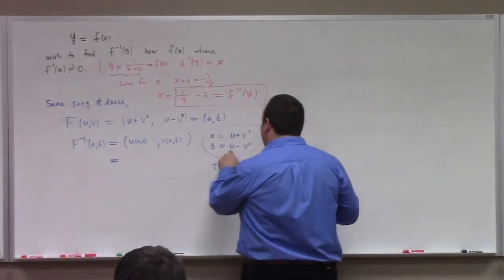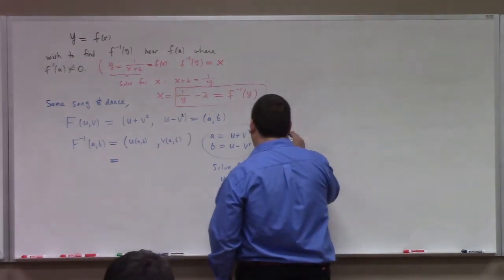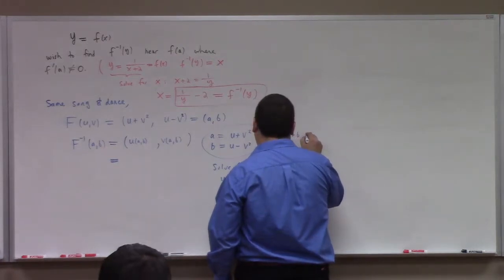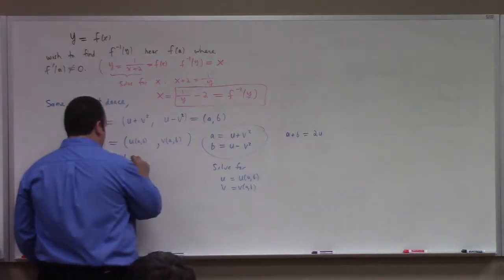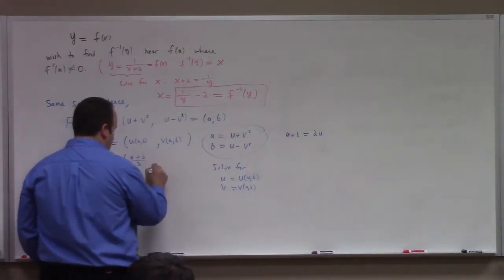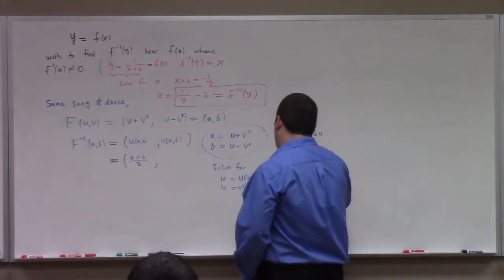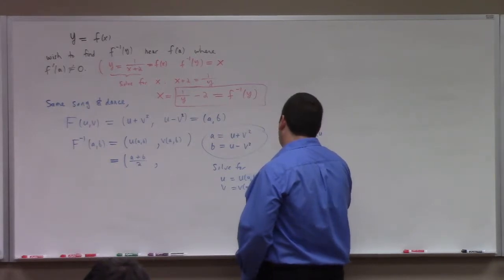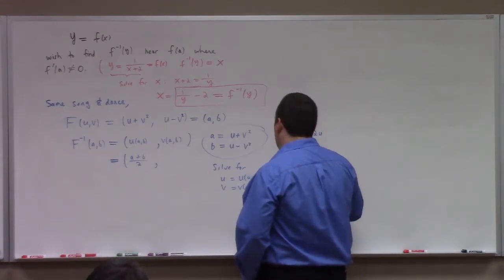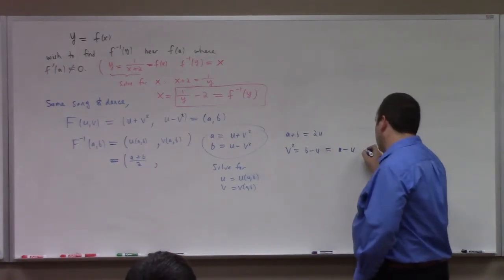So solve for u. That's a plus b divided by 2. So a plus b is equal to 2u. So therefore u is a plus b over 2. Very good. There's one down. And then we use the square root of a minus b over 2. So v, I guess you got choices, right? So v squared is b minus u, or we could say it's a minus u. Does it matter? Either way, that gets us back to what?